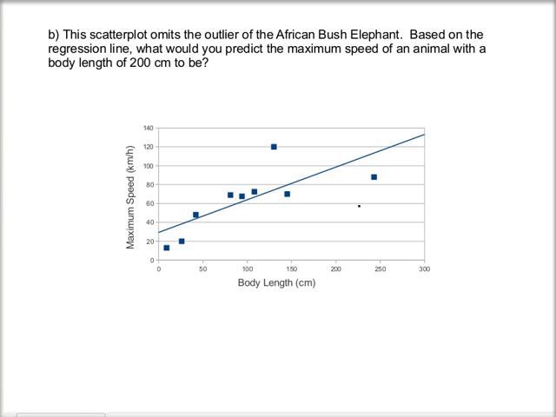For part B, this scatter plot leaves out the outlier of the African bush elephant. So based on this regression line, what would you predict the maximum speed of an animal with a body length of 200 centimeters to be?